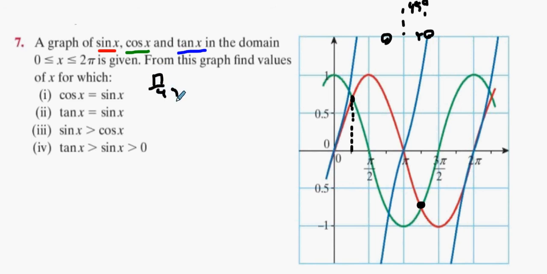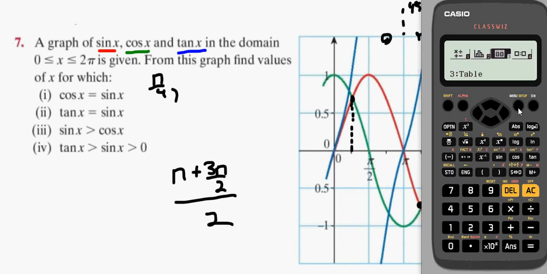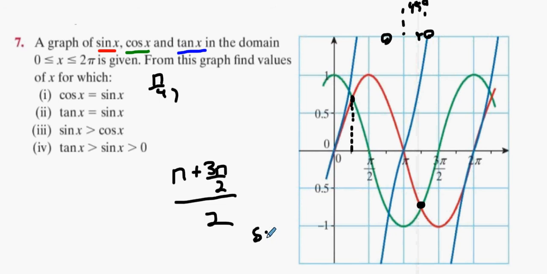Okay? And likewise, what's halfway between pi and 3 pi over 2? We'll add pi and 3 pi over 2 together and then divide the answer by 2. You can get pi plus 3 pi over 2, divided by 2, which is 5 pi over 4. Okay, so that's your 2 values there.